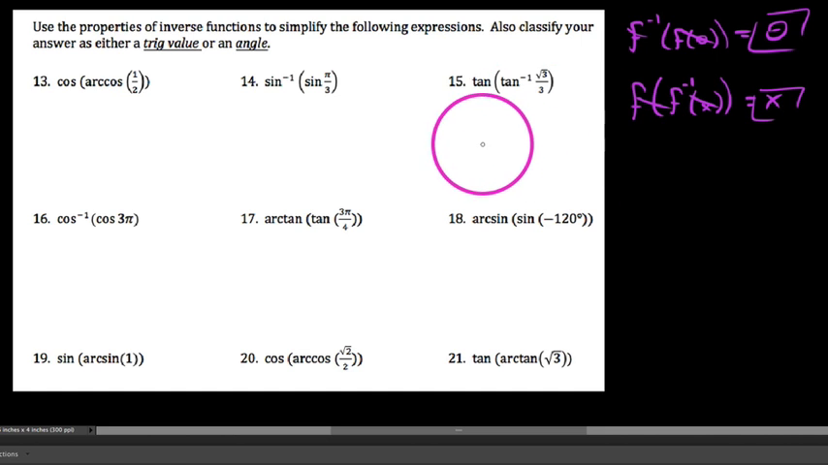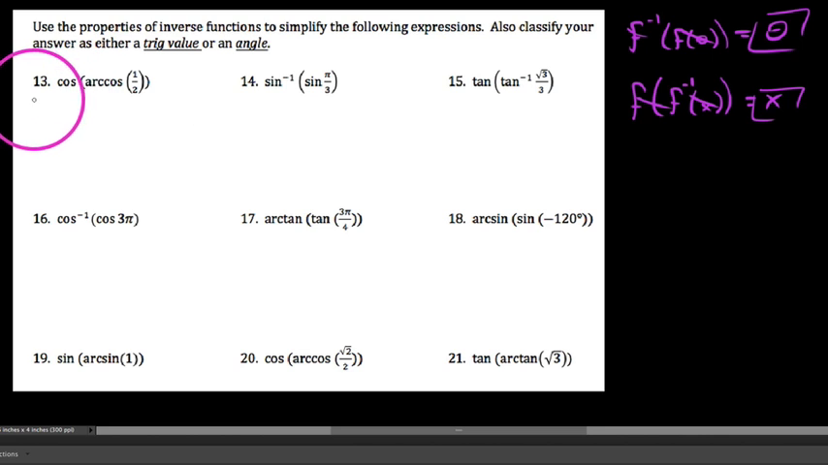Remember, when we use an inverse trig function of another thing, we are restricted on the outputs that we can get, depending upon what inverse trig function we have. So taking a look at these, what I want to do is run through and evaluate them, being careful of what we spit out of them, and also classify our answer as either a trig value or an angle.